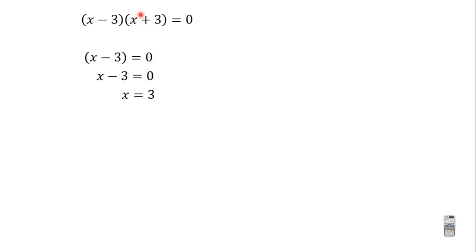Then we will equate the second one also to 0. We have s plus 3 is equal to 0. So s is equal to minus 3. Since it's a quadratic equation, you are going to have two answers for s. So we can say that s is equal to 3 or minus 3.